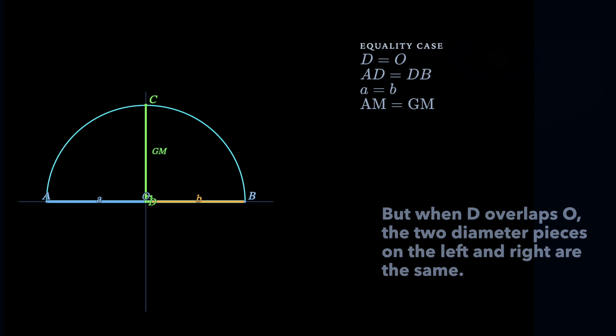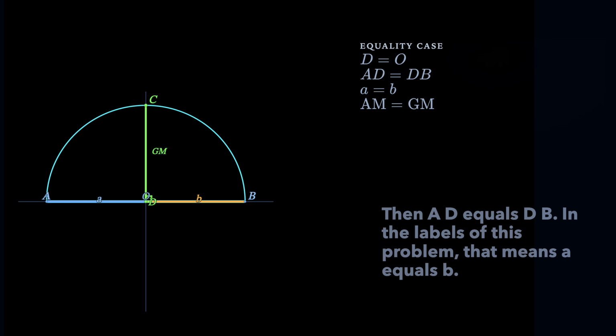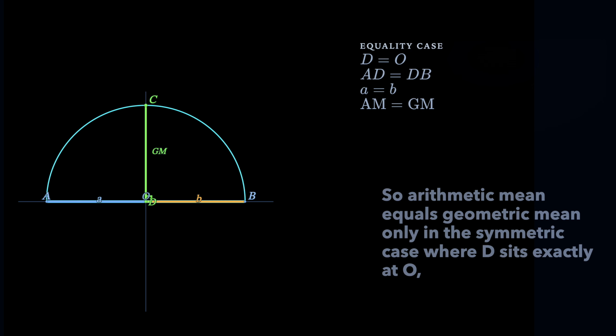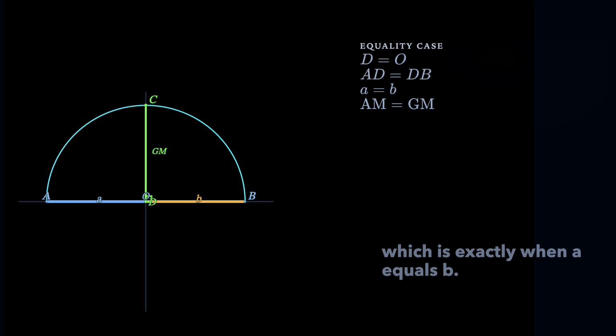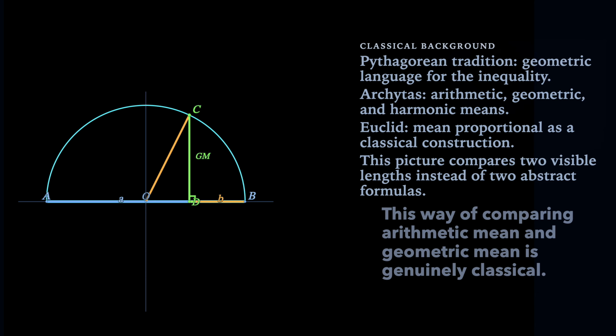But when D overlaps O, the two diameter pieces on the left and right are the same. Then AD equals DB. In the labels of this problem, that means A equals B. So arithmetic mean equals geometric mean only in the symmetric case where D sits exactly at O, which is exactly when A equals B. This way of comparing arithmetic mean and geometric mean is genuinely classical.